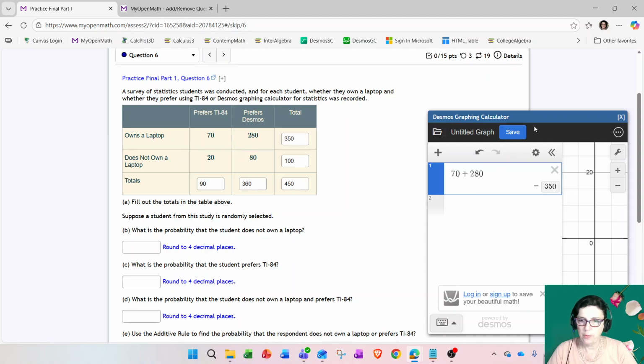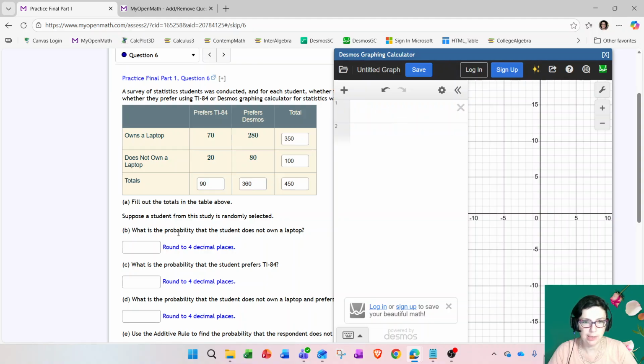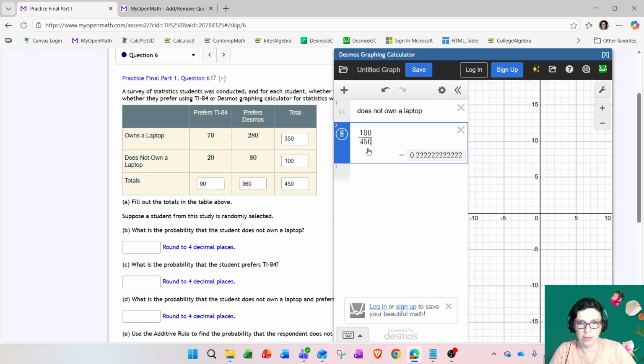Okay, now I will start actually recording what I am going to find because I'm going to need some of these answers later on. So first I am going to find the chance that somebody does not own a laptop. So this is a regular probability, meaning it's not conditional. So if it's a regular probability, you're dividing by the grand total. So the grand total here is 450. So you're taking the total number of people who do not own a laptop, which is going to be 100, and dividing that by 450.